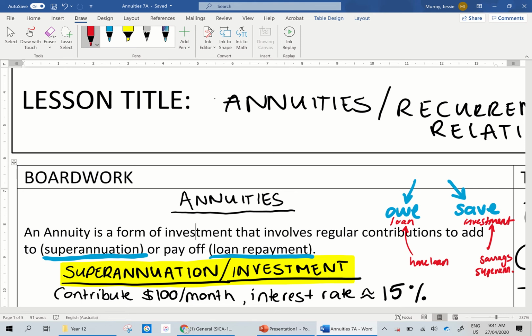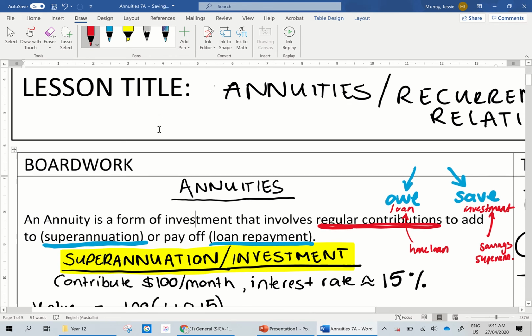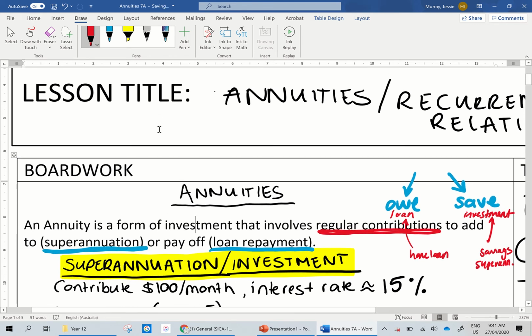The same thing applies if you have a loan. We've looked at loans before, and we look at interest rates and how long you might have it for. But now we say, well, what happens if you are paying off your loan at $300 a week? Making it an annuity. So to break it down, an annuity is where you're making regular contributions. So, let's think about superannuation, or it could be a savings account. Okay, so that's this type over here. That's our first example.